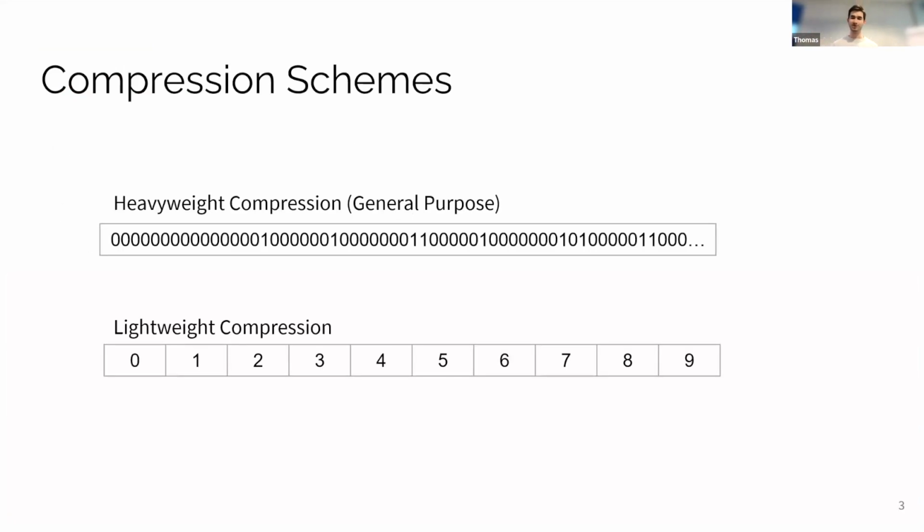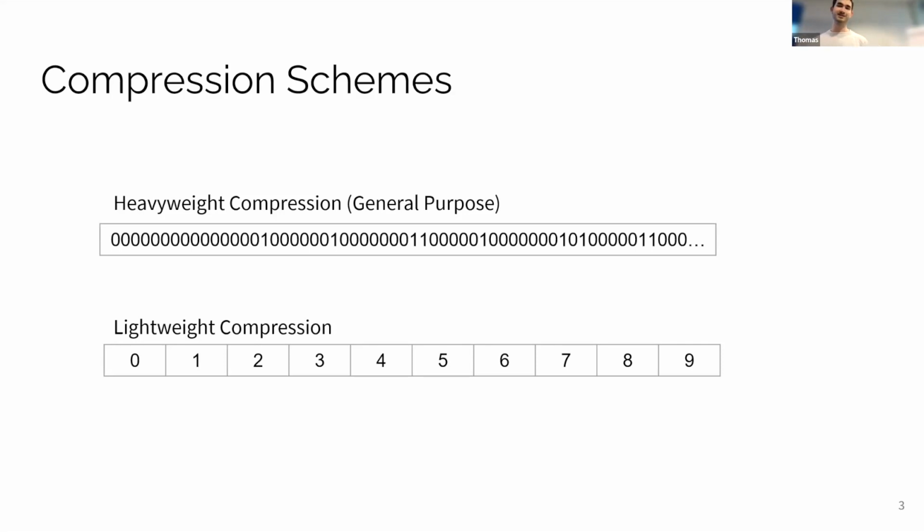In general, compression schemes used in database systems can be separated into two categories: heavyweight and lightweight compression. Heavyweight compression, also called general purpose compression schemes, for example gzip, only see data as a series of bits and bytes, and they try to exploit patterns between these bits and bytes. So they can be used for any type of data, hence the term general purpose compression.